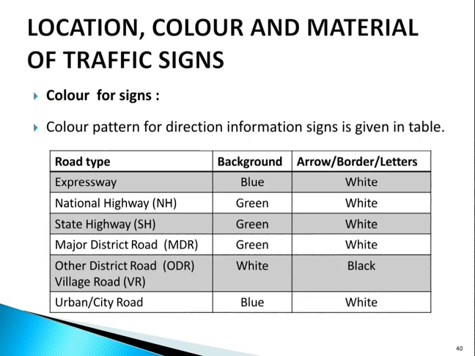The color pattern for direction information signs is given in the table. The table indicates road type, its sign background and arrow, border or letters. For expressway, it will be blue and white respectively. For national highway, it will be green and white. For state highway, it will be green and white. For major district road, it will be green and white. For other district road and village road, it will be white and black. And for urban and city roads, it will be blue and white.